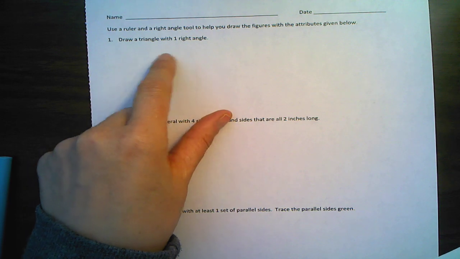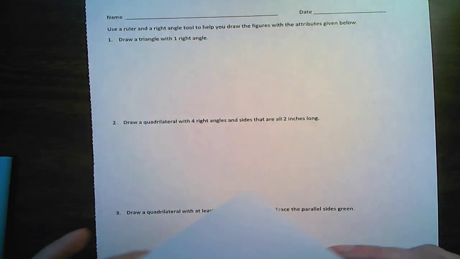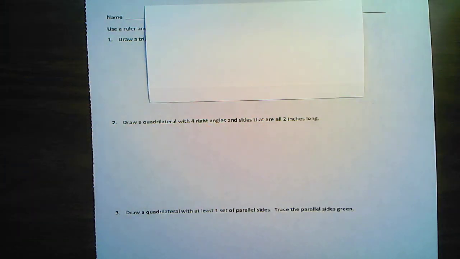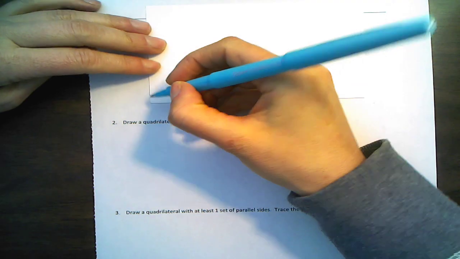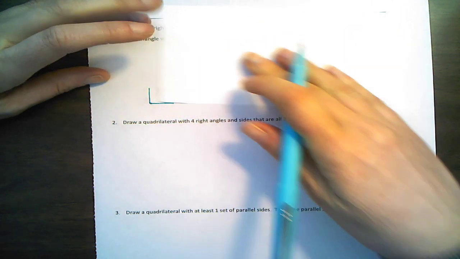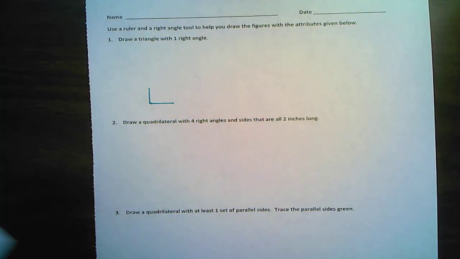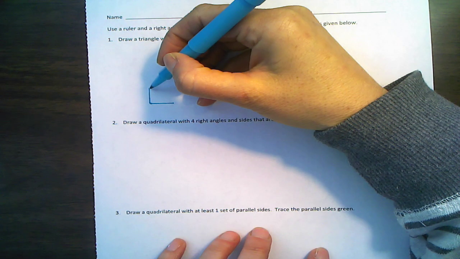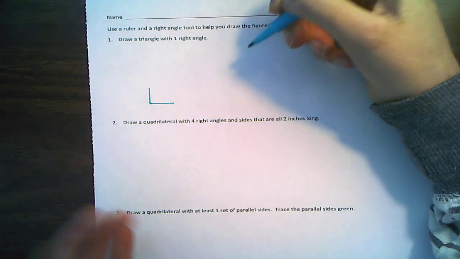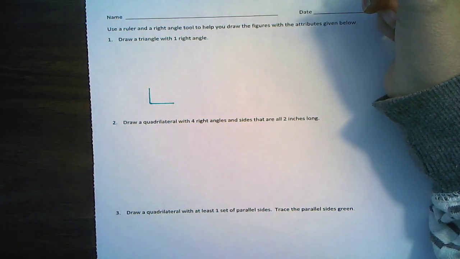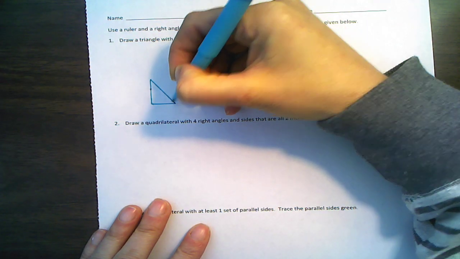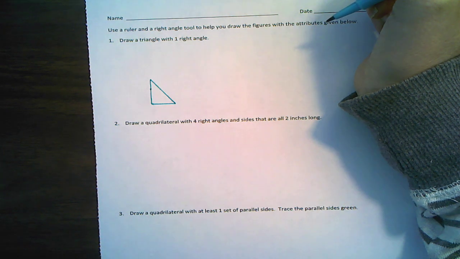Okay, so number 1, please read with me. It says draw a triangle with one right angle. Okay. So I'm just going to put this down and I'm going to trace one right angle because I know that this is a right angle. And I don't have to make any guesses here. Here we go. And we just need to make a triangle. You can make this bigger or smaller, and then you just connect. If you want to make this line bigger, it doesn't matter, right? Because it doesn't specify how long the sides need to be. All it asks is that there's one right angle. And that we've done.